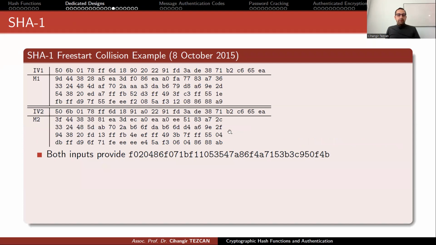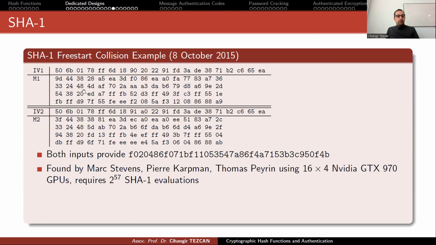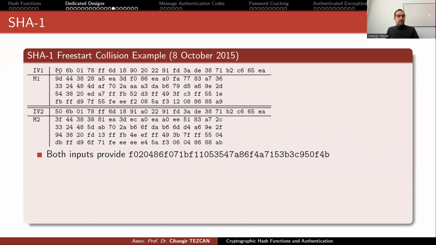So what happened to the theoretical attack? Actually, a practical collision was found in 2015, but we call this a free start collision because here, as you can see, there is an IV and message, and another IV and message. Both of them provide the same output, but of course, the messages are different. Here you start with 9D, here you have 3F, but the IVs are also different. For instance, here you have 90 and you have 91. This is why we call it a free start collision.